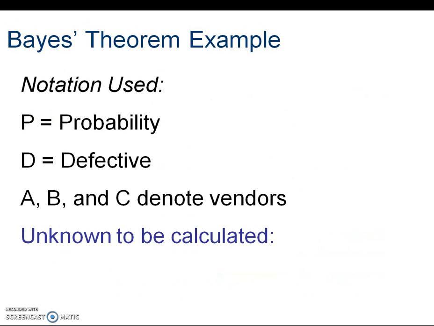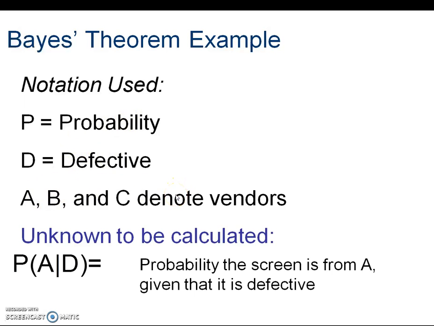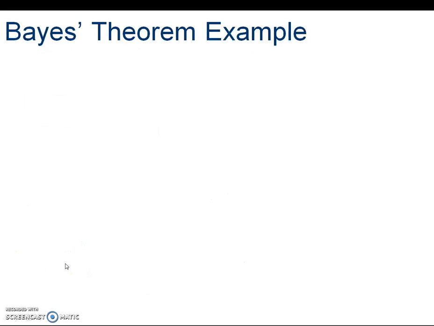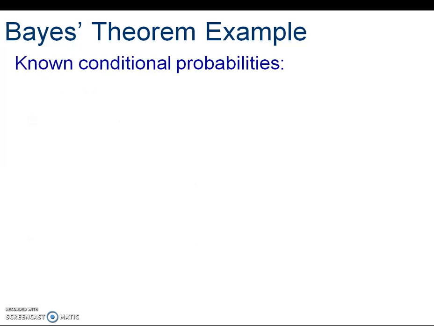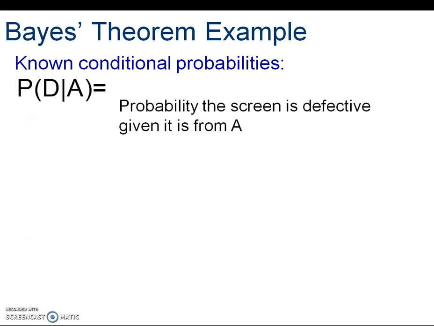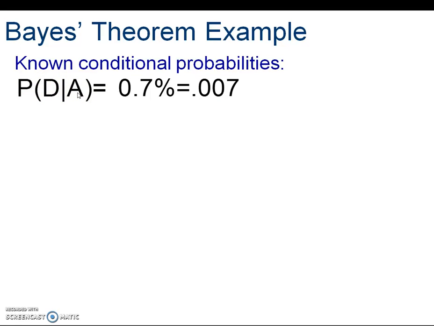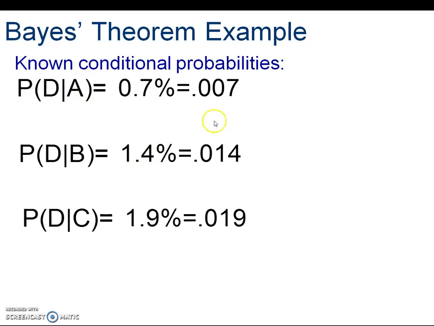Well, this is where it gets a little crazy. We use P to denote the probability, D for the defectives, and A, B, C denote the vendors. So what's the probability of A being defective? Well, we plug it in. What's the probability of being A? 60%, B 30%, C 10%. What are our conditions? Well, what's the probability of D, defective, given A? Well, that was given in our problem, and we get 7%, 1.4%, and 1.9%.